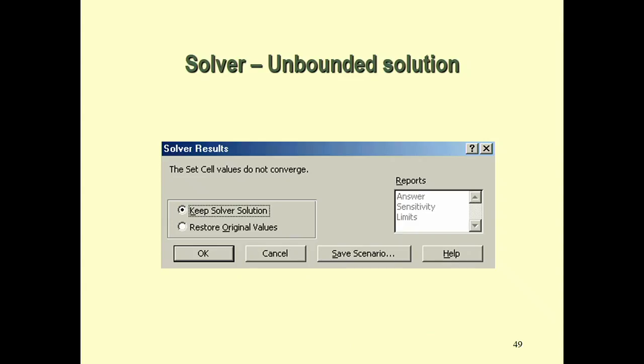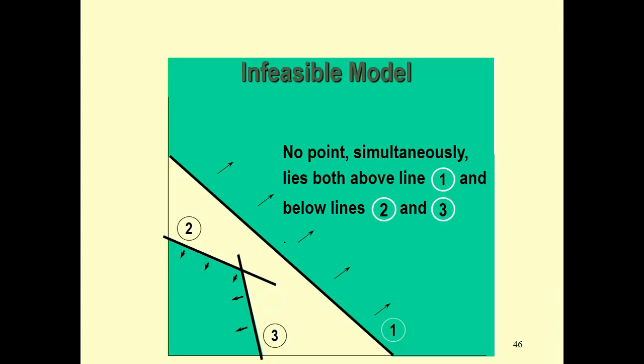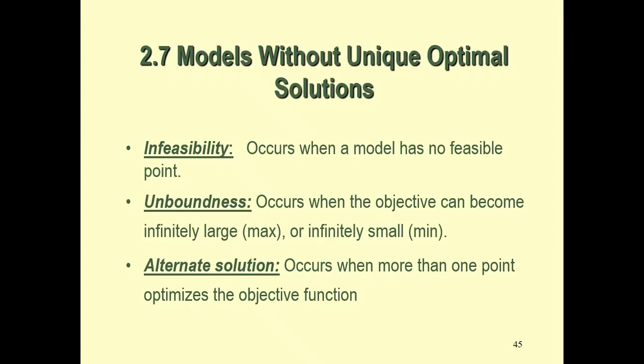And what Excel does is it gives you this message, which is not an ugly message, but this means it's unbounded. It says the set cell values do not converge, meaning it's not converging into a feasible region. It's going on forever and ever and ever, okay? So that's the second thing that you may encounter and may get frustrated with, but that's what it is.